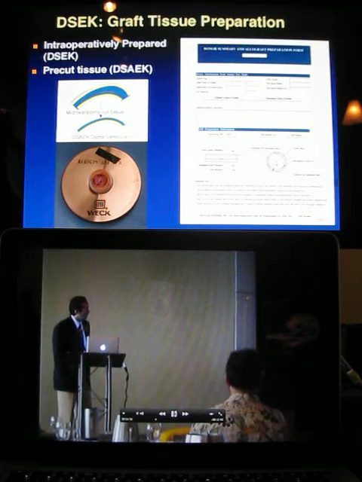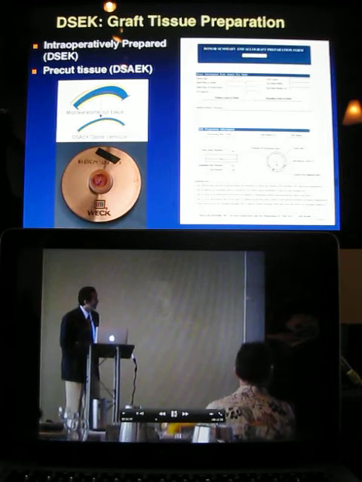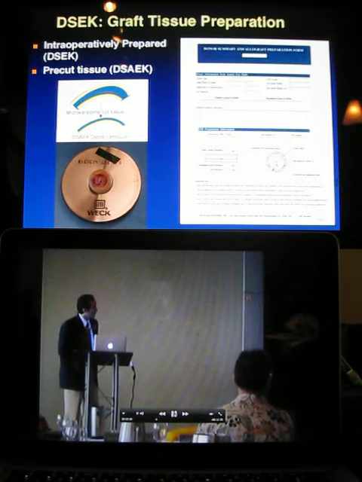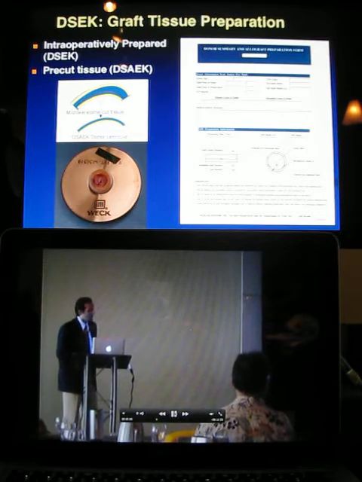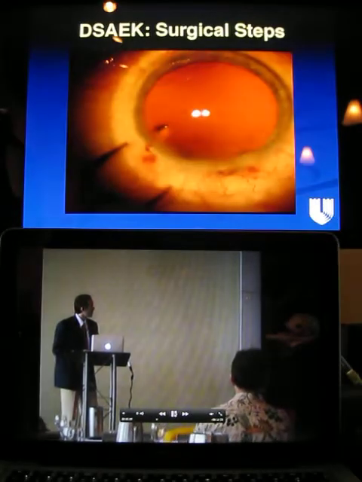This is from Ocular Systems Inc. in North Carolina. This is what they send us. It gives us the diameter of that free cap, it gives us the thickness of that lenticule, and it gives us the endothelial cell count.